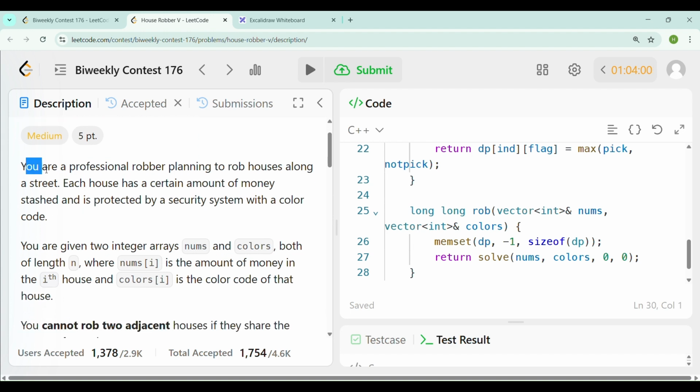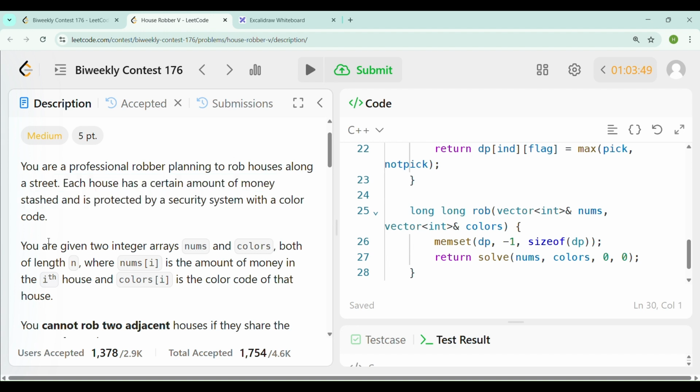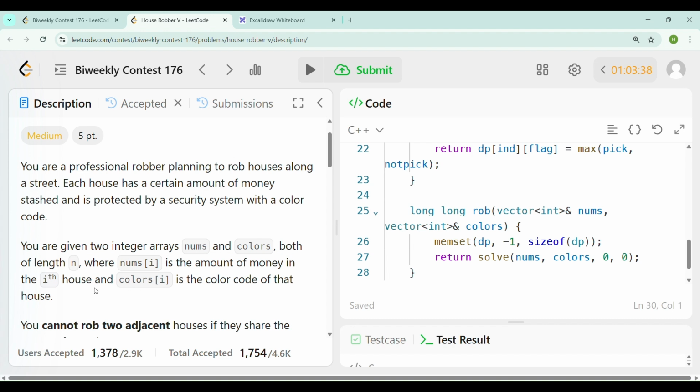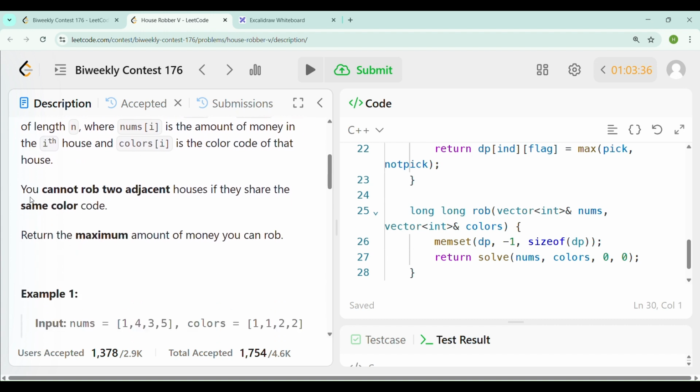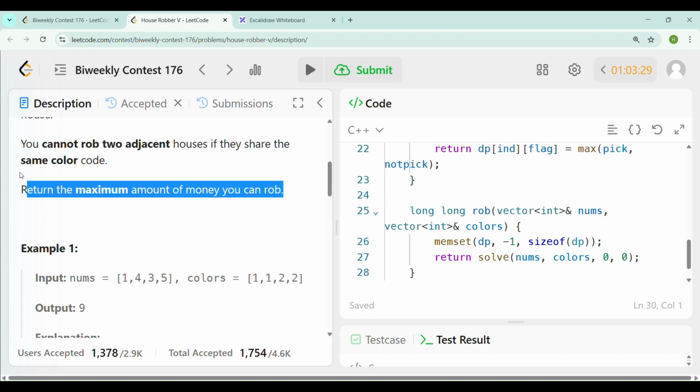That you are a professional robber planning to rob houses along a street. Each house has a certain amount of money stashed and is protected by a security system with a color code, right? So you are given two integer arrays. One is called nums and the second one is called colors of length n, where nums[i] is the amount of money in the ith house and colors[i] is the color code of the house, right? You cannot rob two adjacent houses if they share the same color code, right? Return the maximum amount you can rob, right?